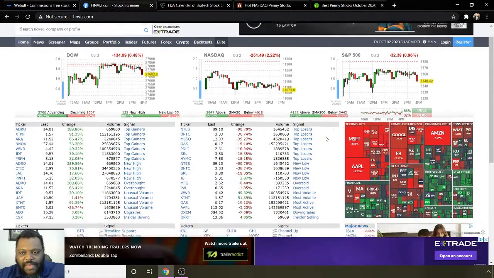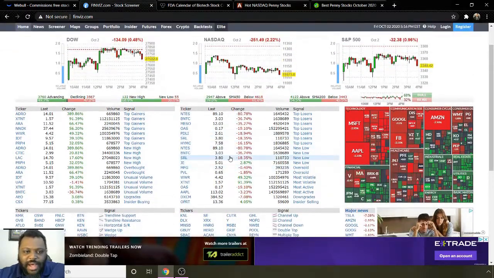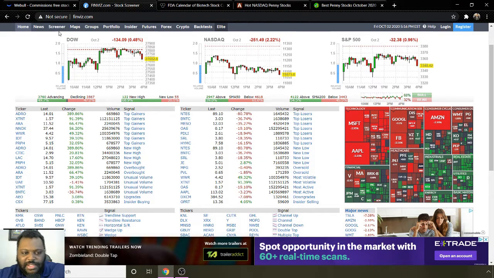This one is Finviz. Finviz gives you tons of information. They have a screener on here. So this isn't the actual screener, this is a screener section right here. This is basically the percent change by the stock itself. You can see on here, this stock ADRO had a 389.86% change today. So that's why it's up here. It's a pretty big change, so it's part of the top gainers section.